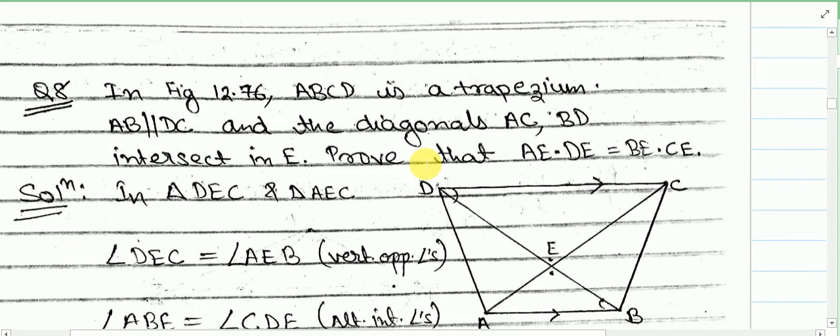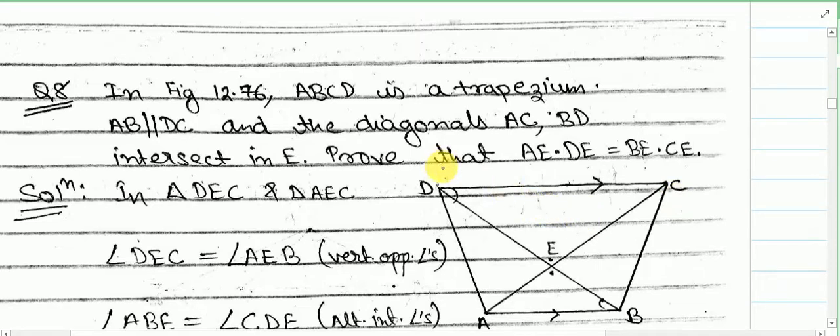Now let us see question number 8. In figure 12.76, this is the figure, ABCD is a trapezium and AB is parallel to DC, as given in the figure. AB is parallel to DC, and the diagonals AC and DB intersect at E. Prove that AE into DE is equal to BE into CE.